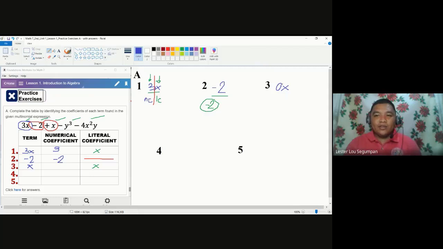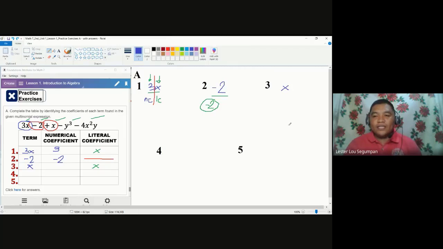Take note that the operation separating 0 and x is multiplication. So 0 times x becomes 0, and it will not be the same as the given here. So definitely, the numerical coefficient here is not 0. But there is still a numerical coefficient there. What makes x as x with a numerical coefficient value? If you say 2, it's not the same as x. Again, if you say 0, it will become 0.